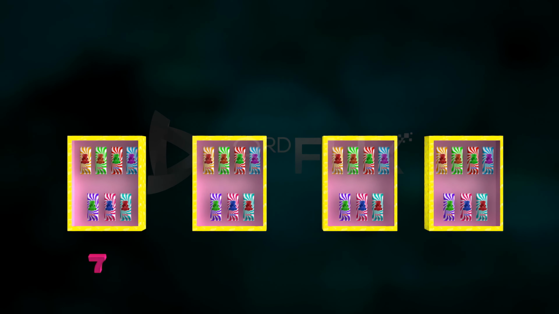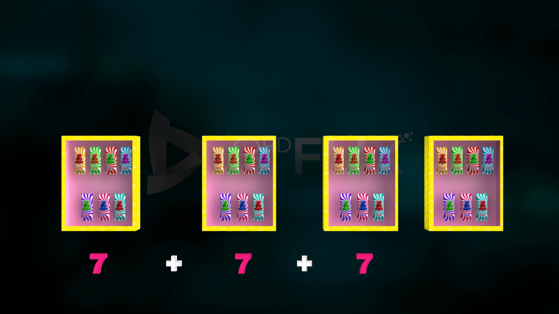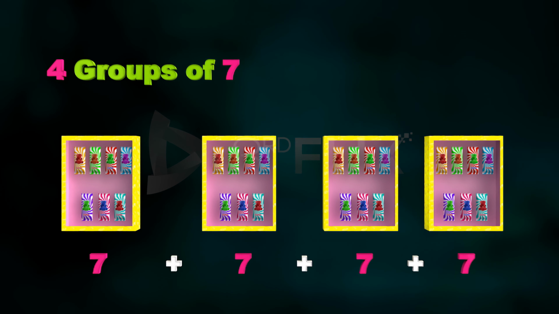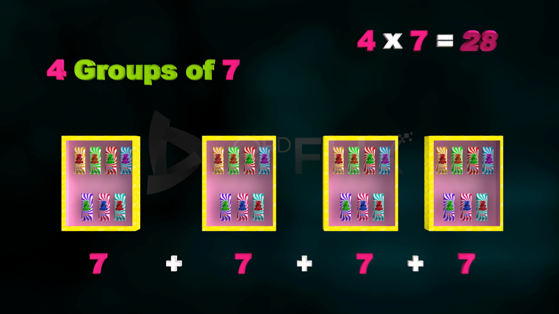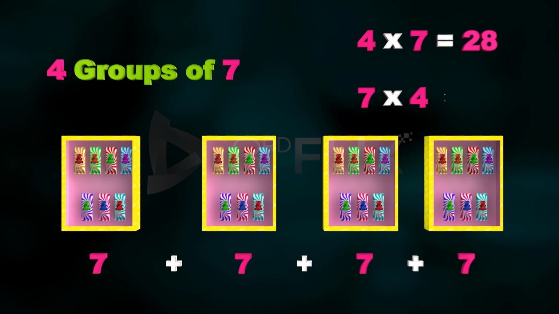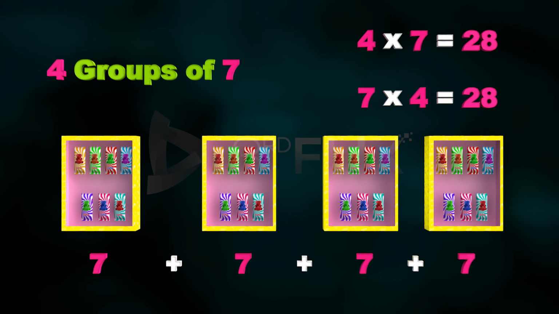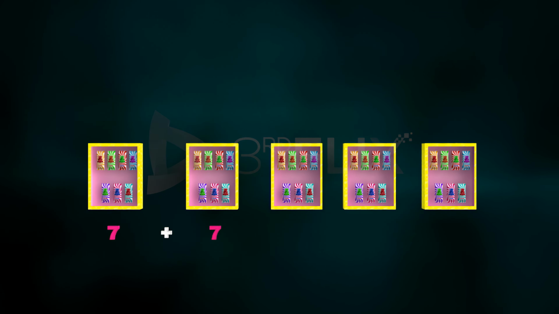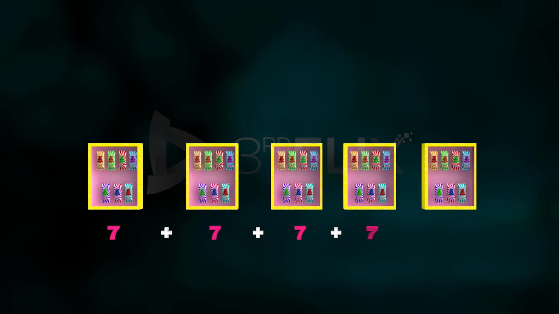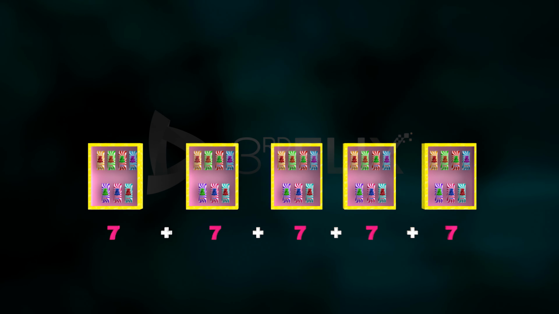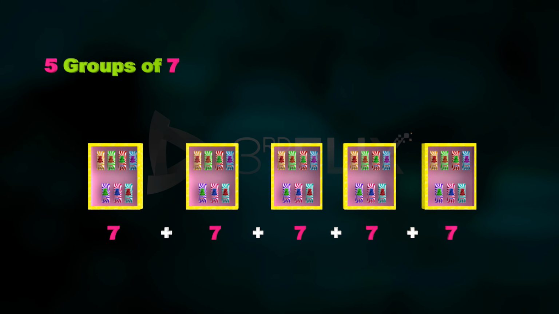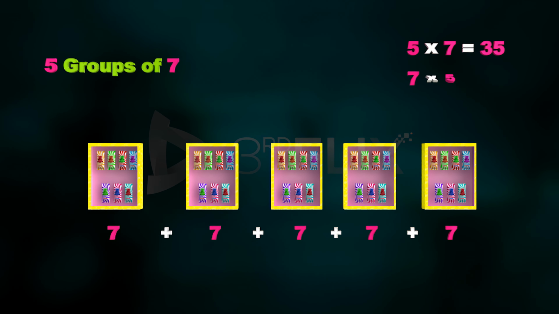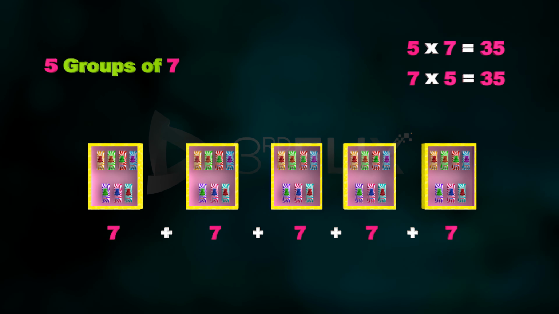4 packs have 7 plus 7 plus 7 plus 7 candies. 4 groups of 7. 4 into 7 is equal to 28. 7 into 4 is equal to 28. 5 packs have 7 plus 7 plus 7 plus 7 plus 7 candies. 5 groups of 7. 5 into 7 is equal to 35. 7 into 5 is equal to 35.